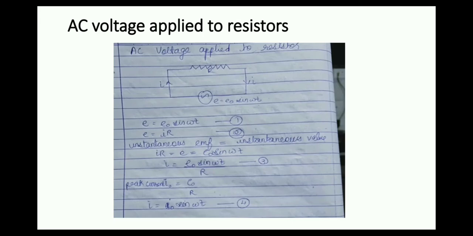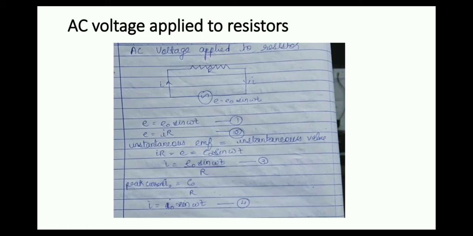The first one is when an AC voltage is applied to a resistor. When we apply AC voltage to a resistance, we consider an alternating EMF that has been applied between the terminals of a resistor of resistance R, as shown in this figure. The instantaneous value of EMF is given by the first equation, E equals E0 sine omega t.